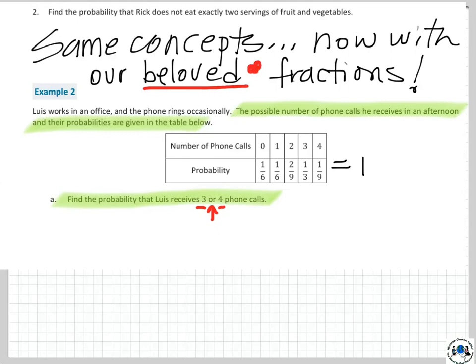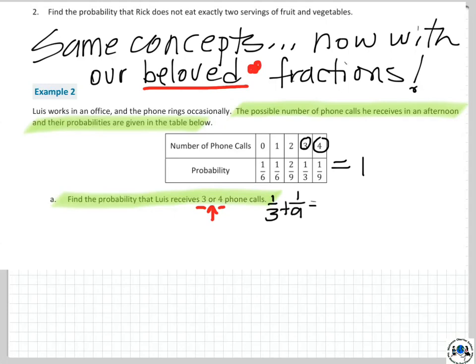So let's go ahead and take a look at this one together, and then you can do the rest by yourself that we can check. All right, so receives 3 or 4. Okay, so either one of those can happen. So we are going to add their probabilities.